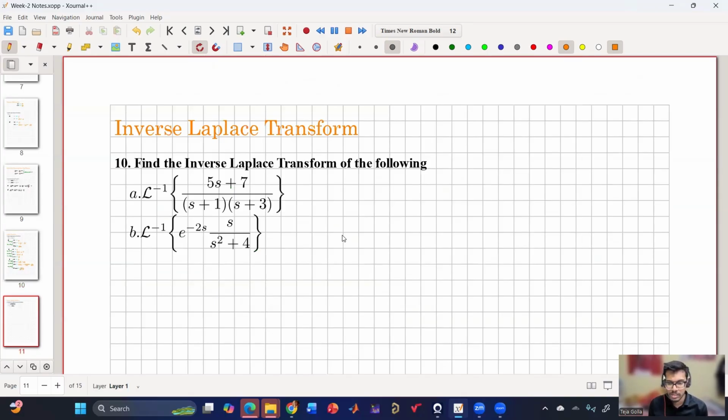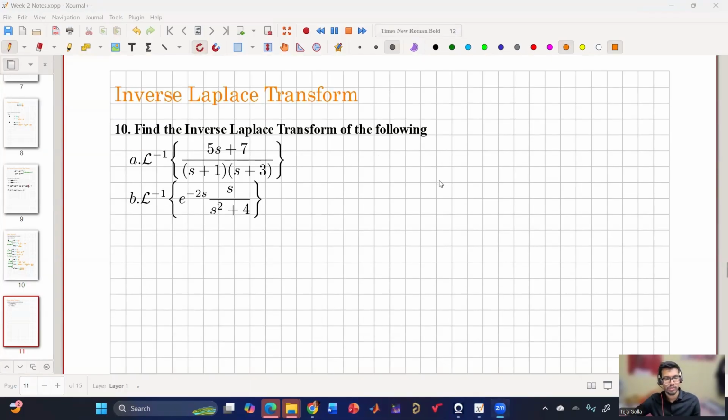Should we solve inverse Laplace transform, or do you have any queries? Yes, sir. Move to inverse Laplace transform. Someone was saying I'm not able to hear, your audio is very low. Okay, sir. You will carry on with inverse Laplace transform, sir. Okay, inverse Laplace transform, we'll proceed.